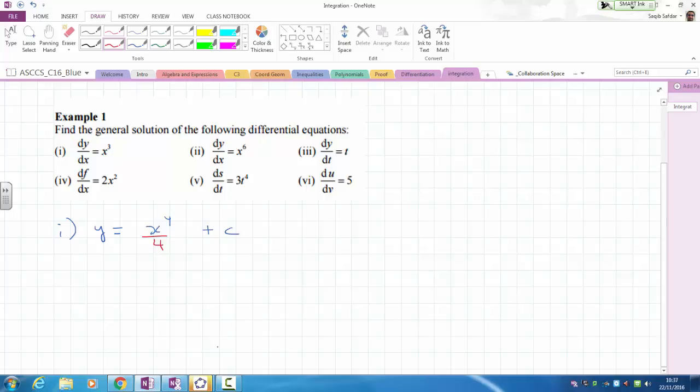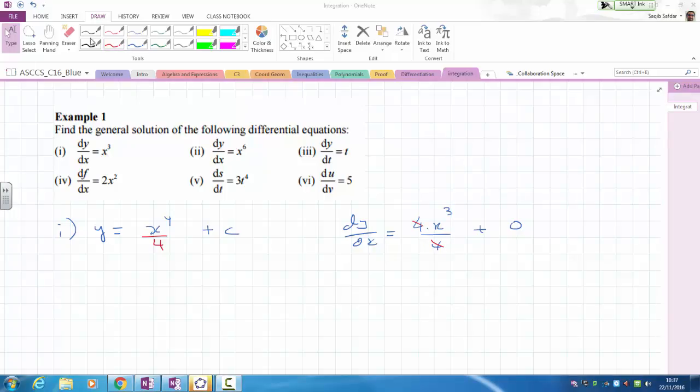Okay. And let's just see what happens when you differentiate it. If we want to differentiate this, dy/dx, you bring the power down, take 1 away from the power, and that c just becomes a 0. So these 4's cancel. So you get x cubed.